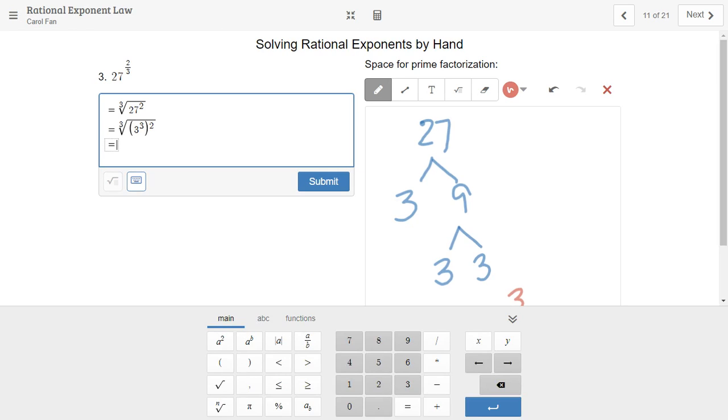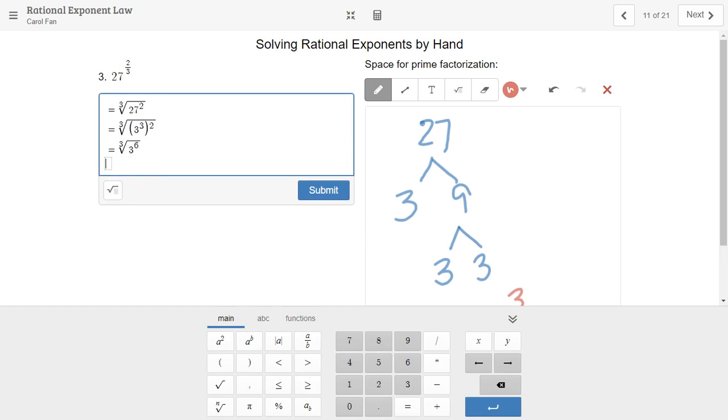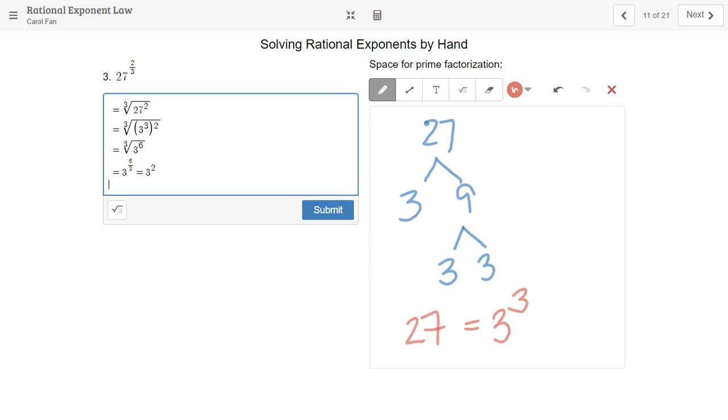Okay, let's simplify. Third root of 3 to the power of 6. And then when we make it into a power form again, we have 3 to the power of 6 over 3, and that simplifies to 3 to the power of 2.